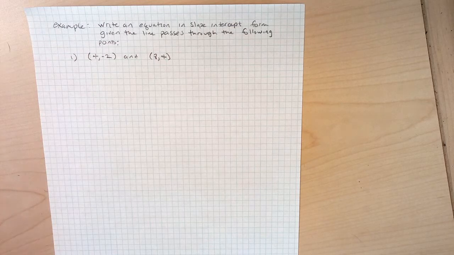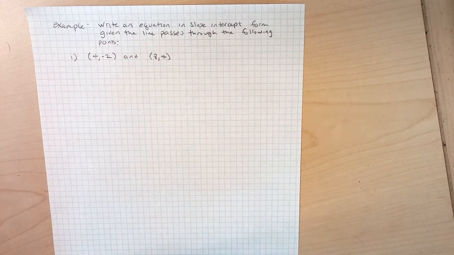Okay, on this last example for 4.2, it says I want to write an equation in slope-intercept form given a line passes through the following points, (4, -2) and (8, 4). So kind of like the last examples, we can go back to 4.1, find the slope, find the y-intercept. Since the y-intercept's not given, that'd be a little bit more difficult, and then write the equation in slope-intercept form.